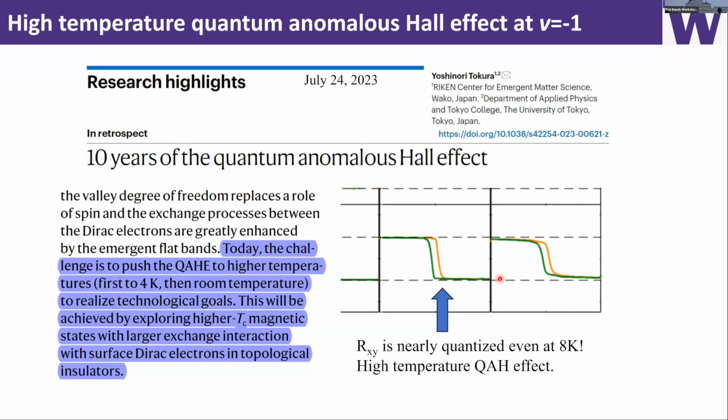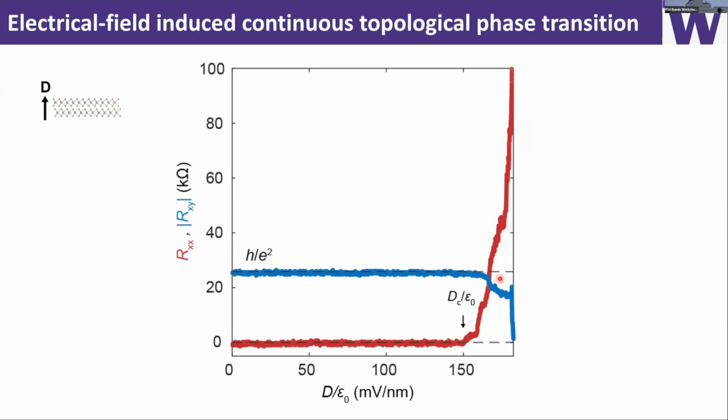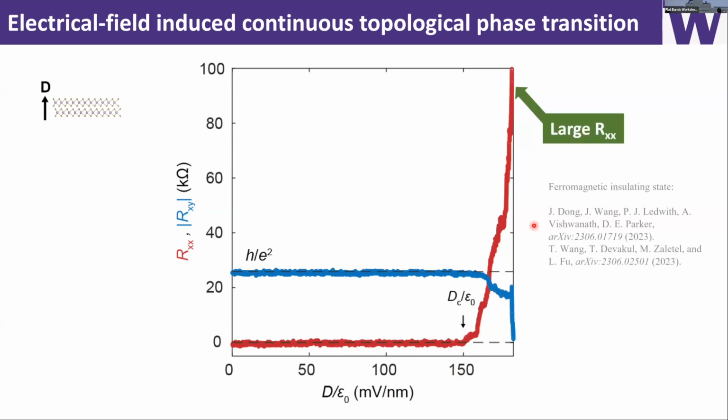Okay, so the other interesting feature is that we can apply a vertical electric field to tune these topological phase transitions. The red curve is RXX, the blue curve is RXY, and the horizontal axis is electric field. You can see that when the electric field is above 150 millivolt per nanometer, RXY quickly drops and RXX quickly rises into an insulating state. In this particular case, it's a ferromagnetic insulating state.